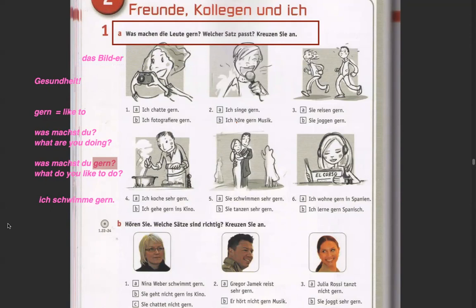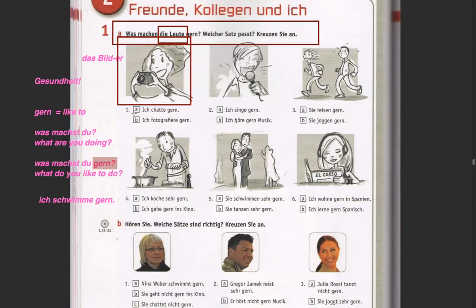So we are seeing pictures here, right? A lot of pictures. So was machen die Leute. What does Leute mean? What is this word? People. Very good. So basically they're asking what are the people doing? Was machen die Leute gern? Eins.